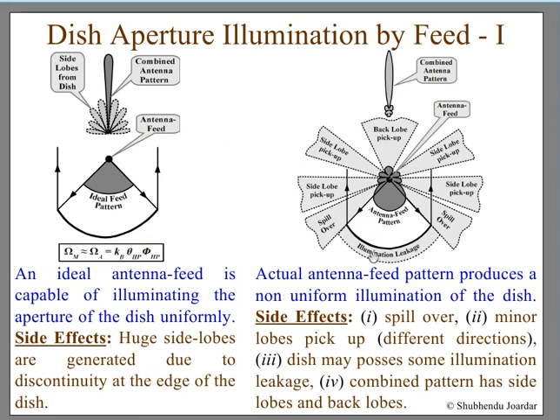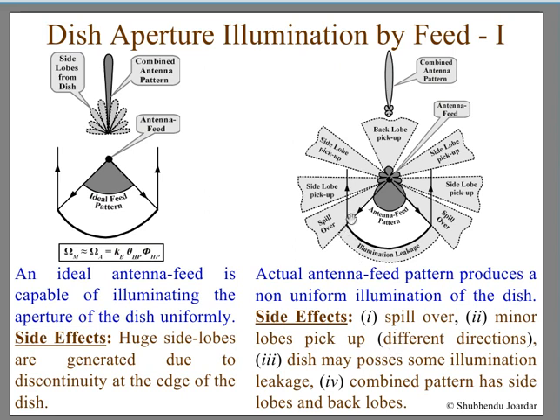Also, if the dish is made up of a mesh, something like GMRT, depending on the frequency, you will see that some portion of this illumination will leak through, and that part will be lost. So ultimately this will be the sort of response, where the side lobes and back lobes are much smaller compared to the ideal illumination case here.